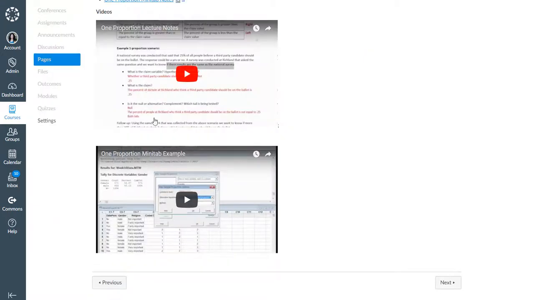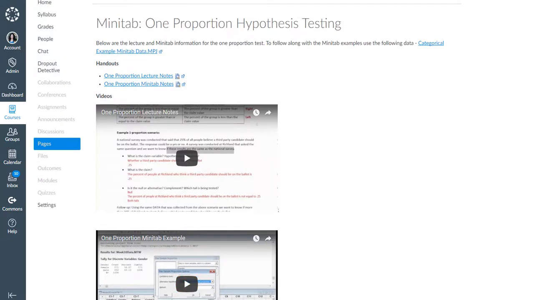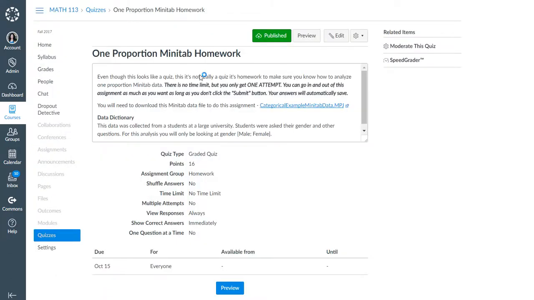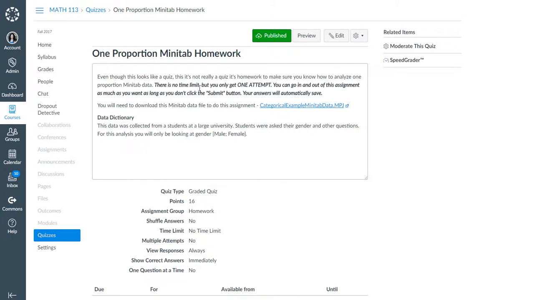After doing that, also make sure you note there are handouts that go with the video, so you want to be filling those out. Then we've got the one proportion Minitab homework. Remember, there's no time limit, but you only get one attempt, so you can go in and out. Just don't click the submit button.